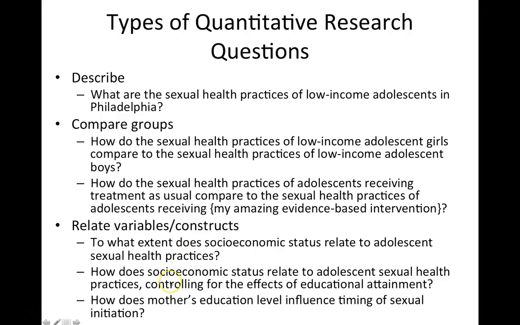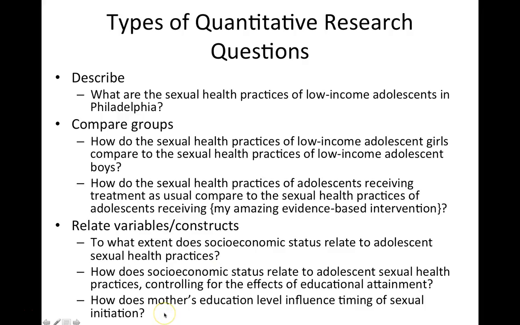Another example would be, how does socioeconomic status relate to adolescent sexual health practices once we control for the effects of educational attainment? So maybe we're looking at the role of income on adolescent sexual health practices, but a big part of income may actually be educational attainment. And so educational attainment might be actually what's influencing sexual health practices. So we want to remove the effect of educational attainment if we actually want to see an association between income, for example, and sexual health practices.